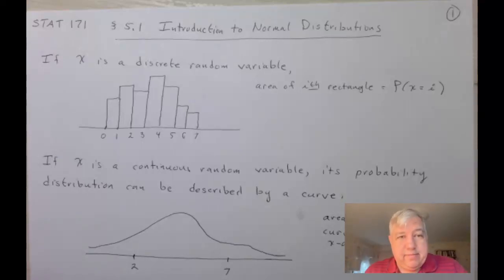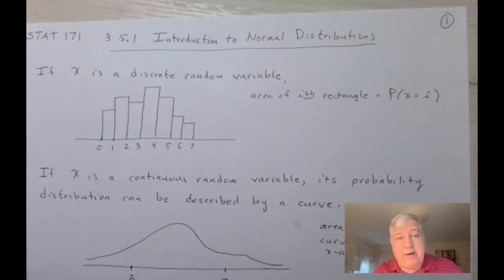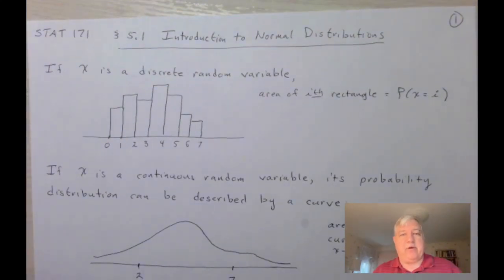Hi everyone. So we're going to begin one of the most important chapters in the entire course, and this has to do with normal distributions, which is going to be the most used probability distribution that we will be using. So in the last chapter, we worked with discrete random variables, and particularly those where there were only a finite number of possibilities for x.